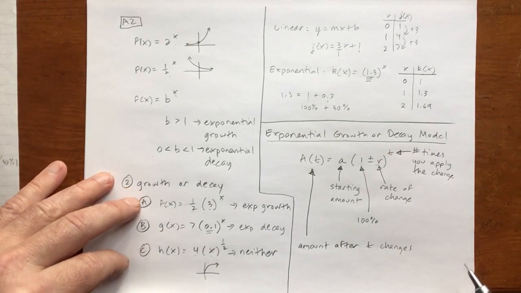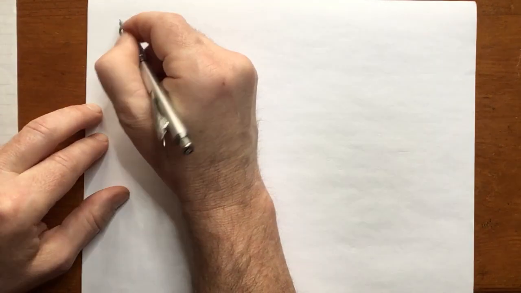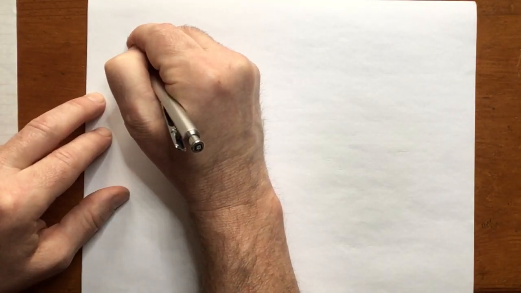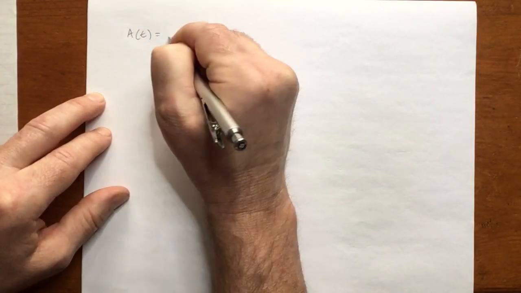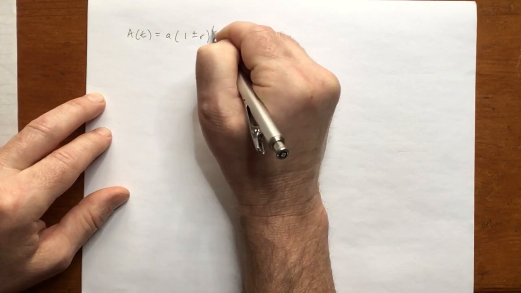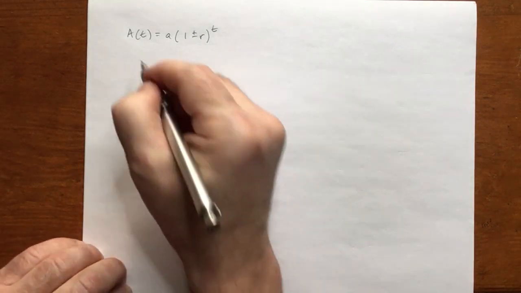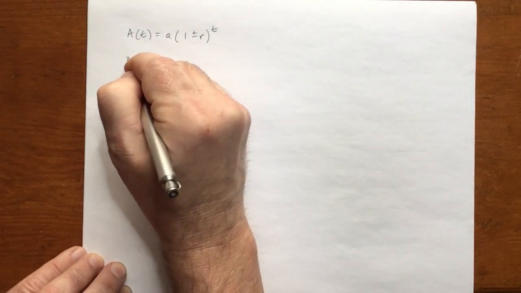Okay, and so I'll rewrite this on the next page. Our exponential growth or decay model, A of t equals a, 1 plus or minus r, to the t, allows us to answer questions like this. So this is question 3 in this section now.